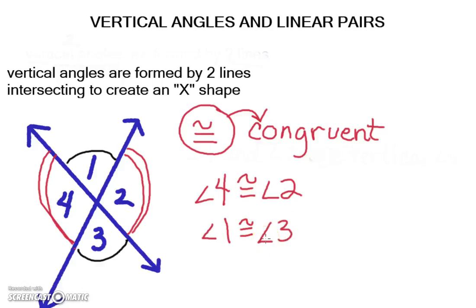Now, when you were in algebra, we used the concept of equal between numbers or between variables. So we can also use an equal sign in geometry. We could say the measure of angle 4 equals the measure of angle 2. Or we could say the measure of angle 3 equals the measure of angle 1. So vertical angles are created by an X shape, and they will always be equal. And you better keep these in your back pocket because they make everything so much easier in geometry.